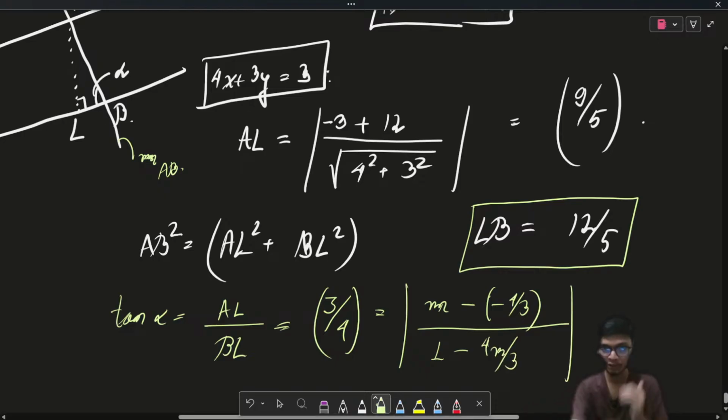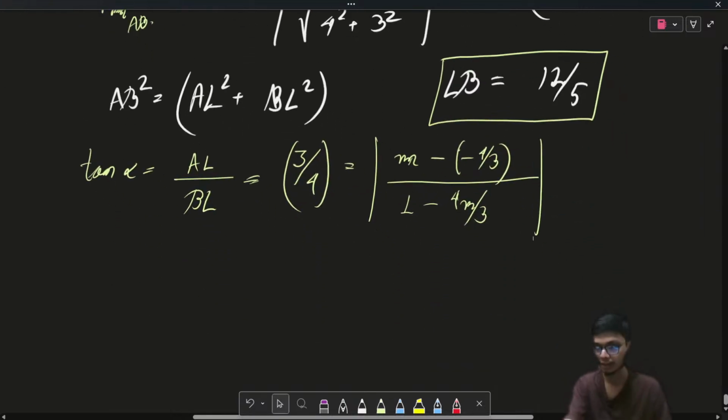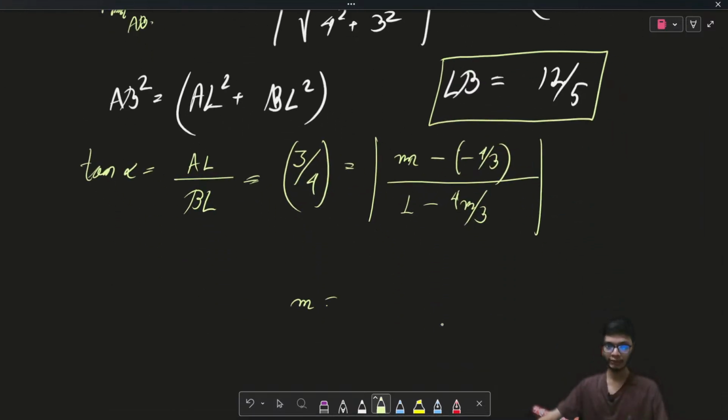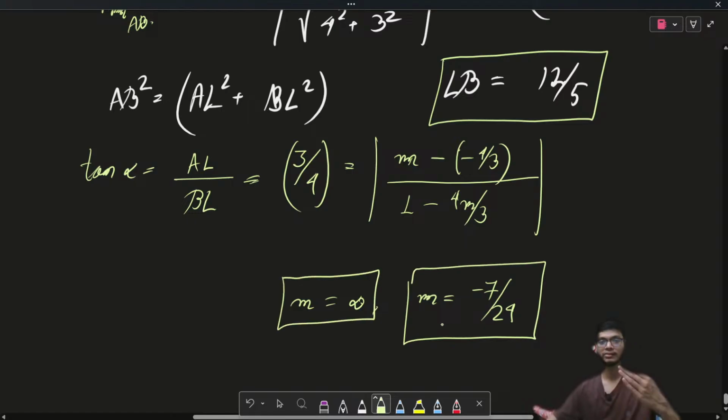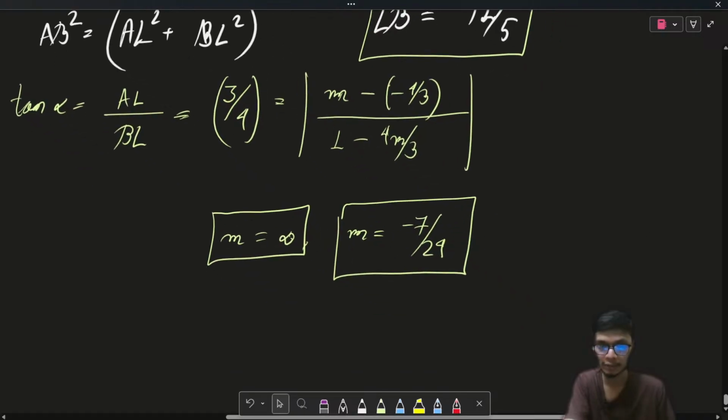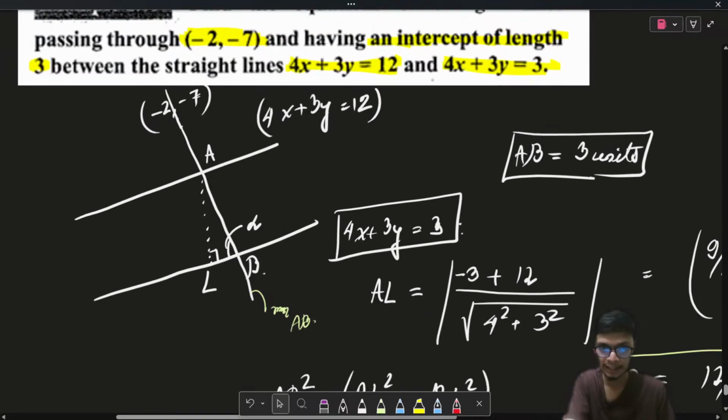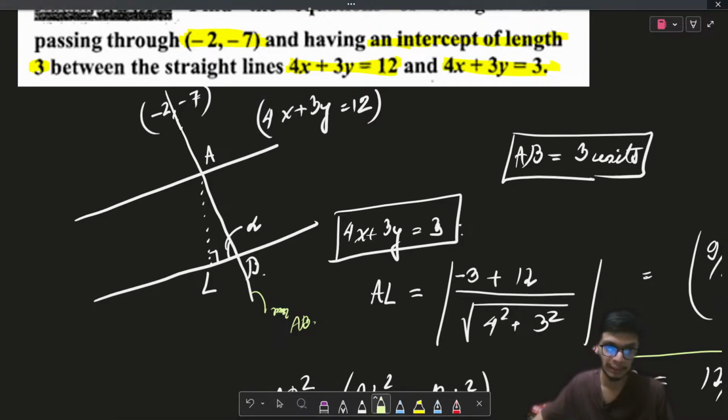Okay, and then if you put a mod over here, so if you solve for this equation, it will give you two values. One is infinite and another value you will get is minus 7 upon 24. Okay, so one of the values will come out to be infinite, which basically means that it is the other parallel line. But this particular value of m, which is finite, is definitely going to give you the straight line AB, or the line passing through this point P. Okay, so this was the point P.